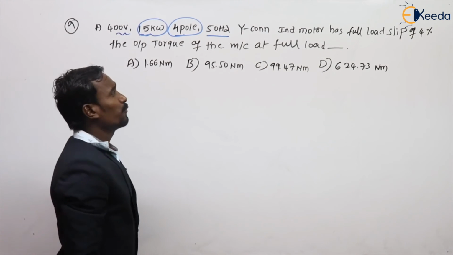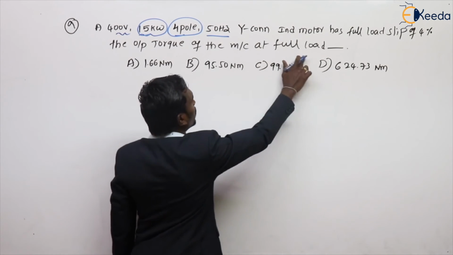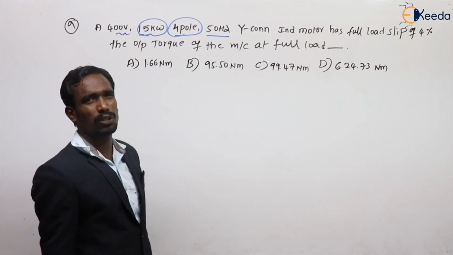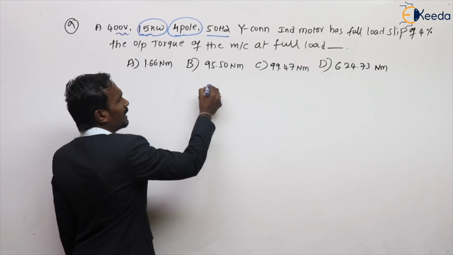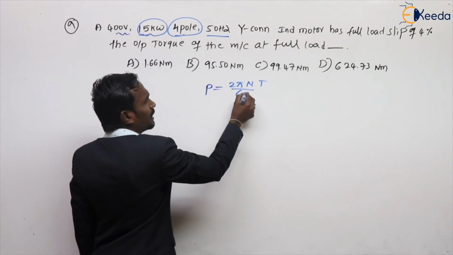A 400 volts, 15 kilowatts, 4 pole, 50 Hz star connected induction motor has a full load slip of 4%. What is the output torque of the machine at full load? Very simple question. We know P is equal to 2 pi NT upon 60.